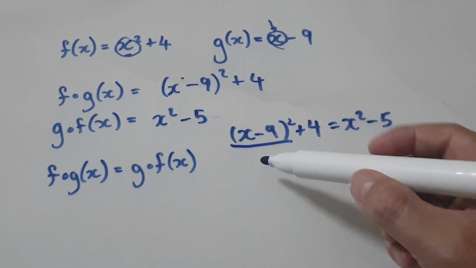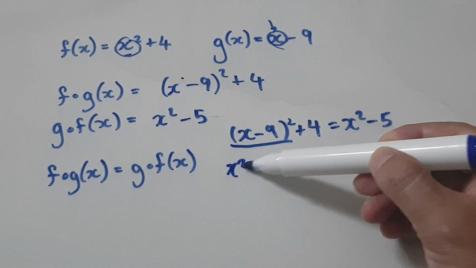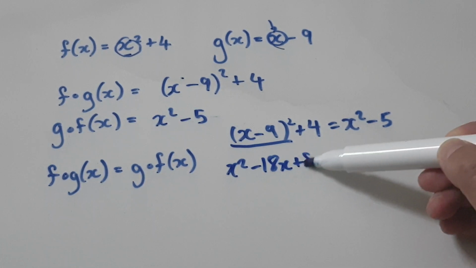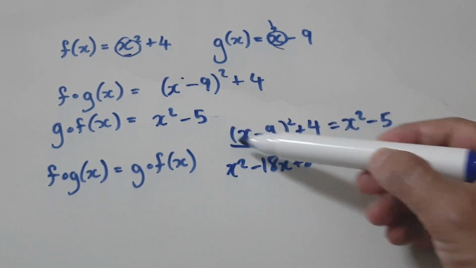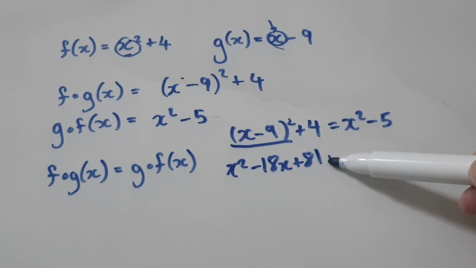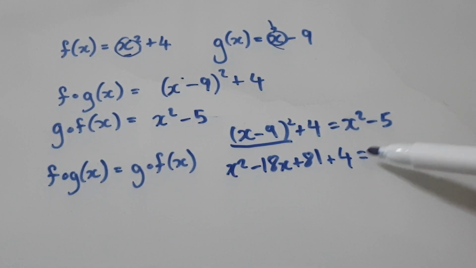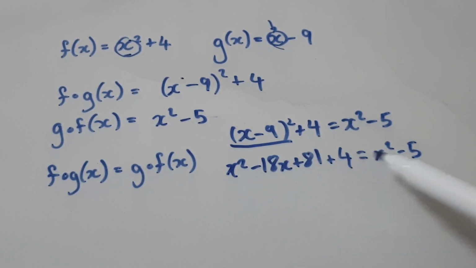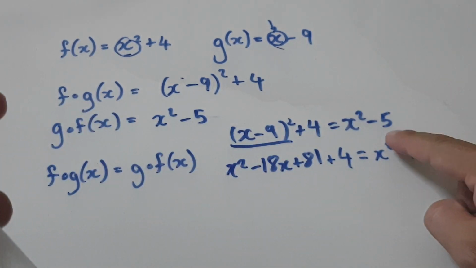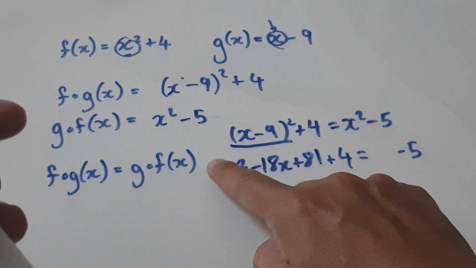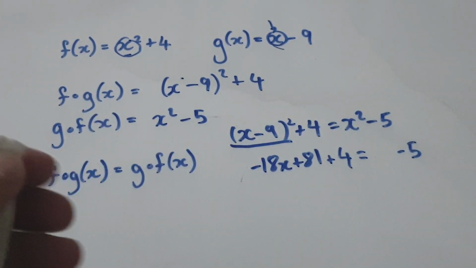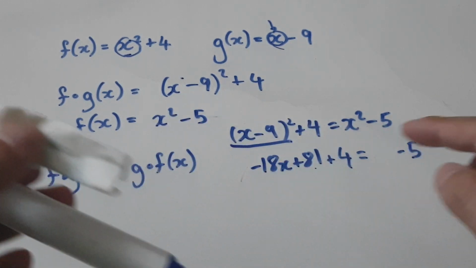That will then give us x squared minus 18x plus 81. Try to train yourself to be able to multiply this out in one go, and then you've got your plus 4 here, and then equals, and then x squared minus 5. So now x squared, they will cancel each other out. Remember, the minus belongs to that 18x. Single number, merge them together.